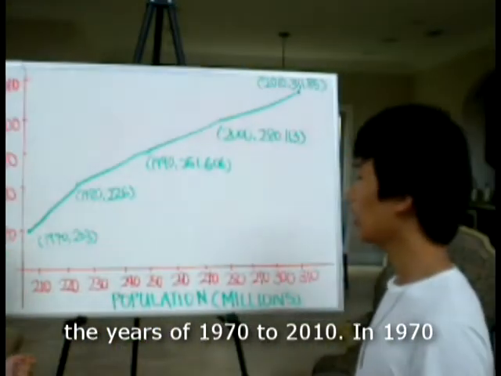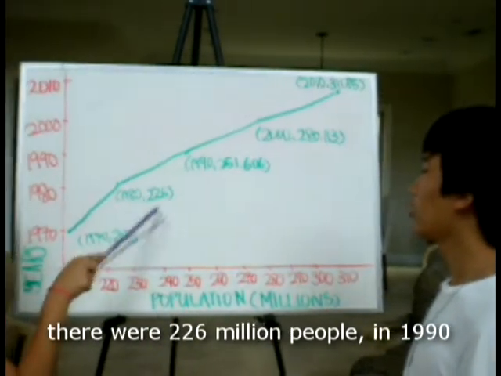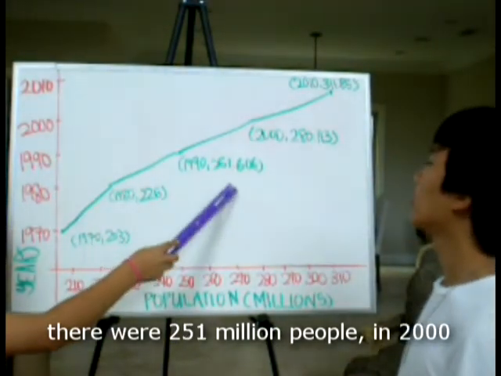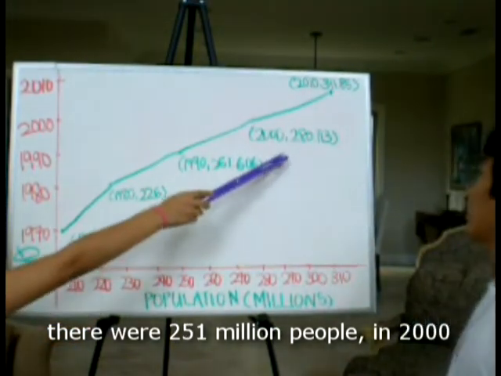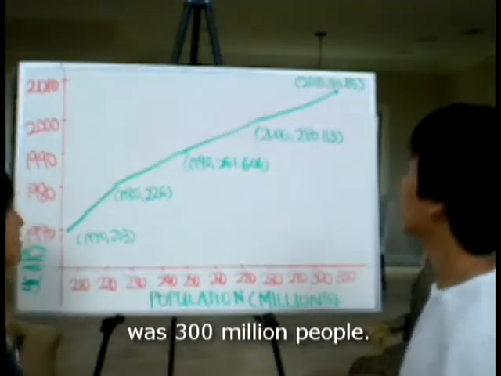Problem 1B. It's a graph that shows population versus years throughout the years of 1970 to 2010. In 1970, there were 203 million people. In 1980, there were 226 million people. In 1990, there were 251 million people. In 2000, there were 280 million, and in 2010, there were 311 million.